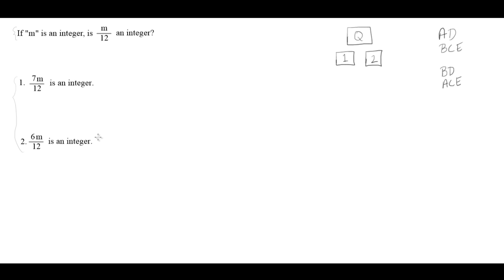So as a practical approach, we'll go through an example now. If m is an integer, is m over 12 an integer? Well, is it? First of all, we need to know something about integers. What are they? Well, if we look at the number line, we have 0, -1, -2, +1, and +2.